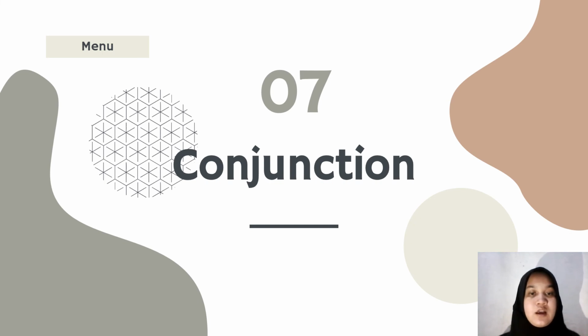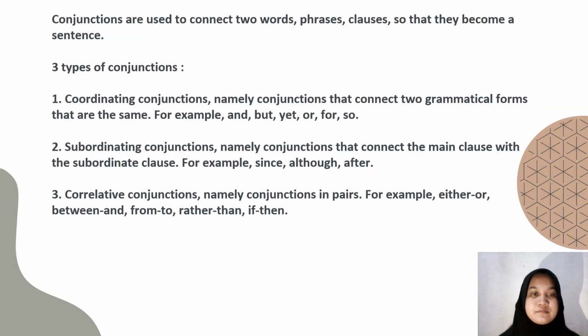Seventh, conjunction. Conjunctions are used to connect two words, phrases, or clauses so that they become a sentence. Three types of conjunctions. 1. Coordinating conjunctions, namely conjunctions that connect two grammatical forms that are the same, for example, and, but, yet, or, for, and so.